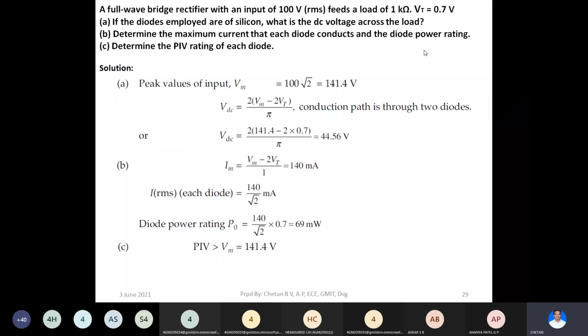A full wave bridge rectifier with an input of 100 volt RMS feeds a load of 1 kilo ohm. VT, this is nothing but threshold voltage or knee voltage. It is around 0.7. If the diodes employed are of silicon, what is the DC voltage across the load? Second is determine the maximum current that each diode conducts and the diode power rating. Determine the peak inverse voltage rating of each diode.